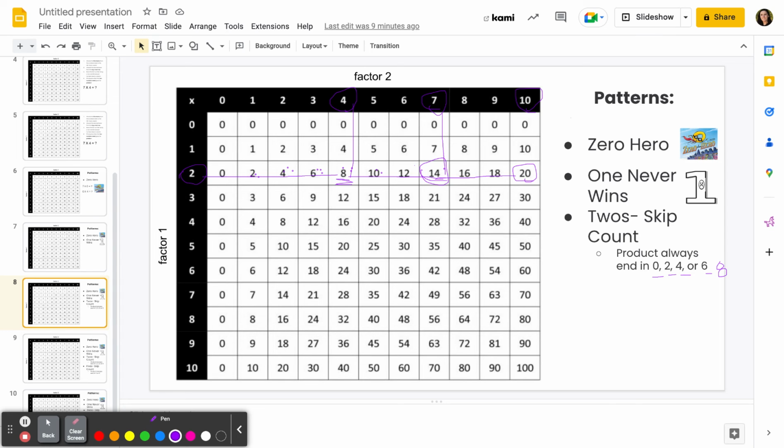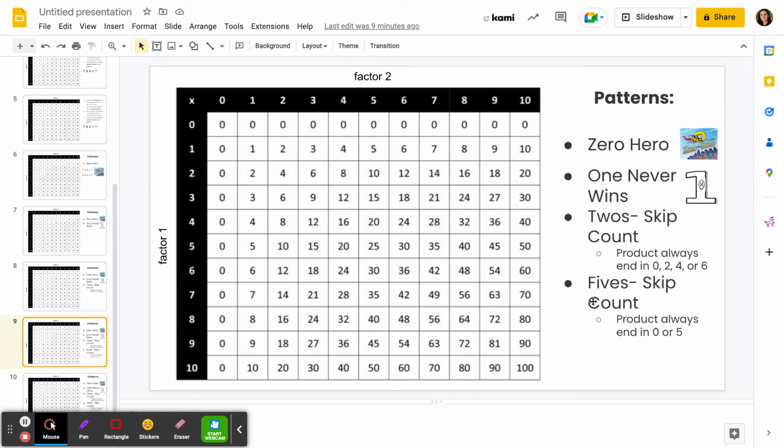2 times 4 equals 8. 2 times 6 equals 12. 2 times 8 equals 16. We can use skip counting to help us with our fives as well. And our product will always end in a 0 or 5. We already learned this together as a class.